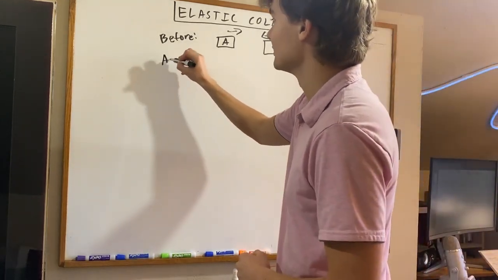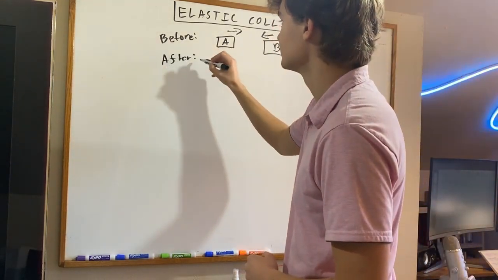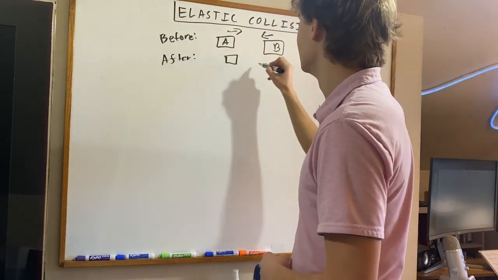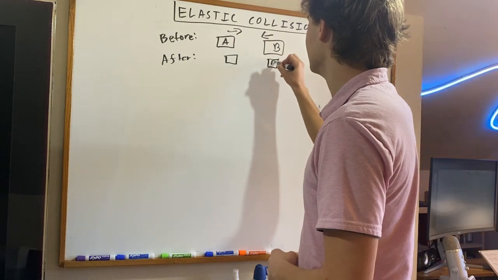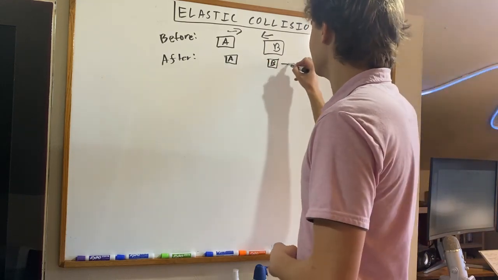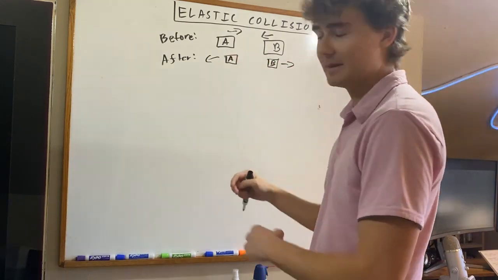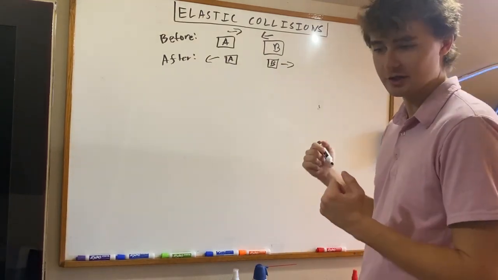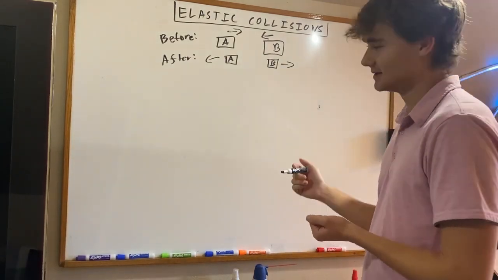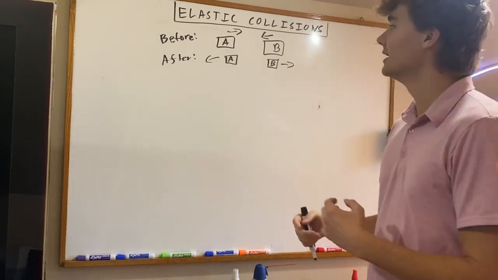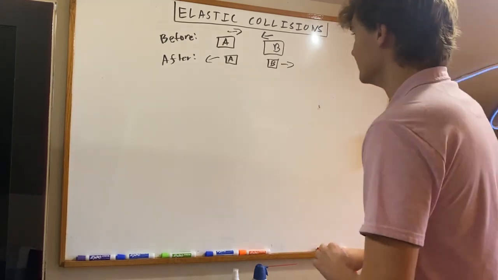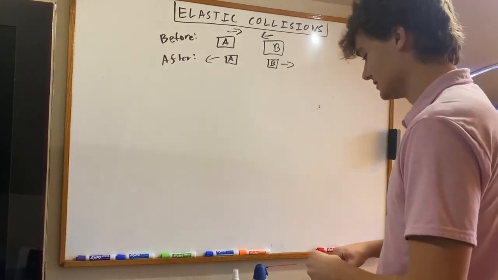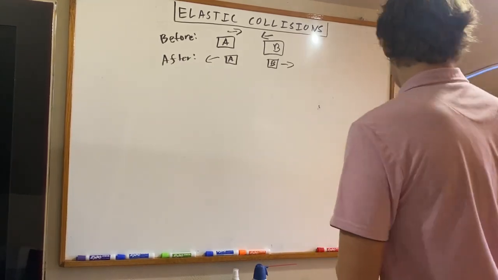And then after the collision, this is object B, this is object A, they bounced off of each other. So object B after the collision has a positive velocity and object A after the collision has a negative velocity. The only equations that you need to remember for this are two equations.